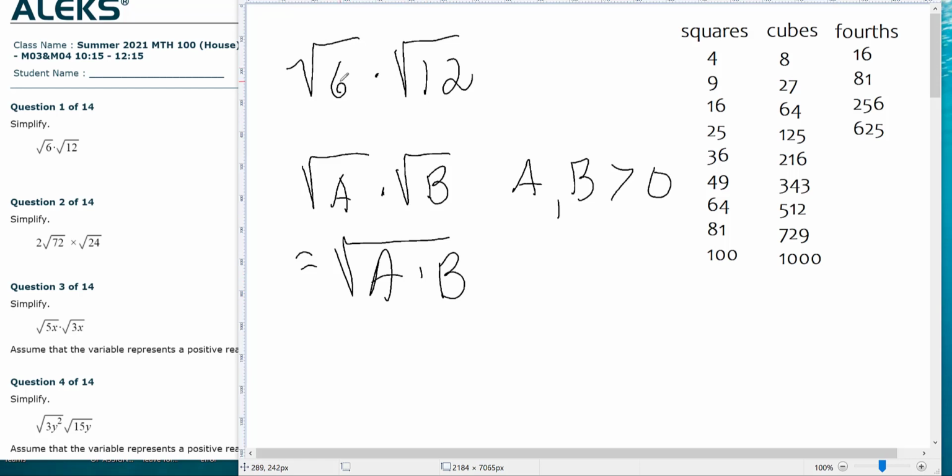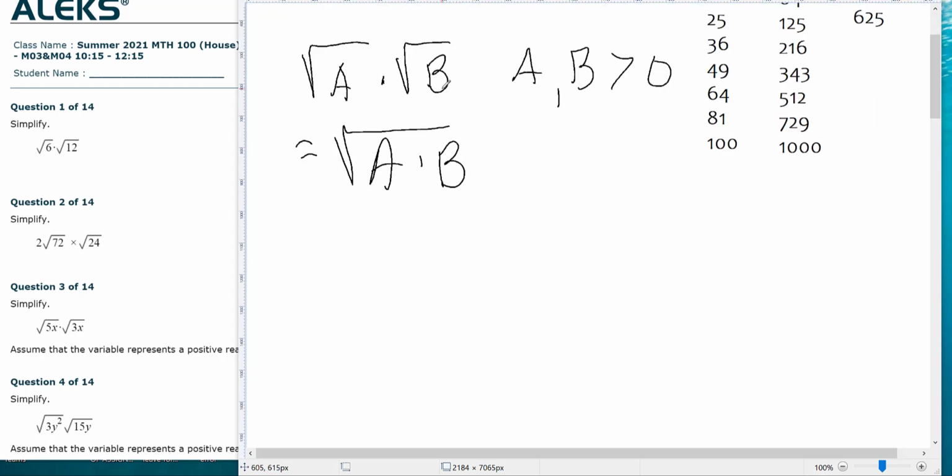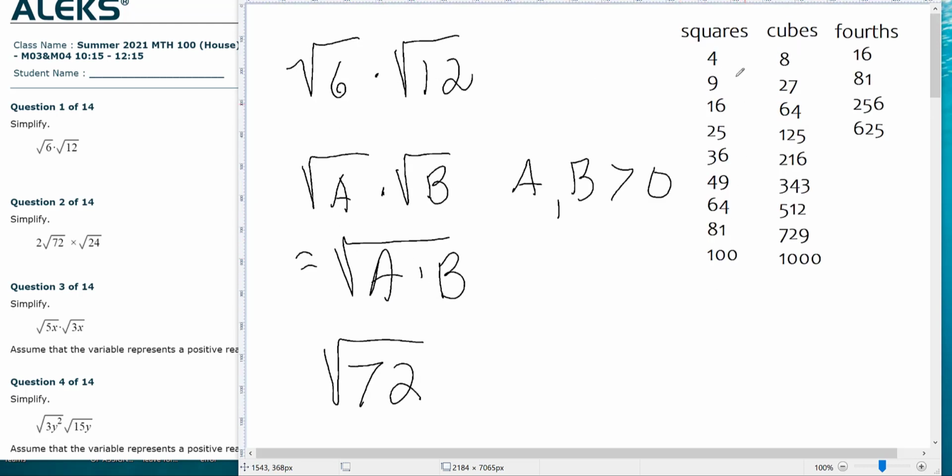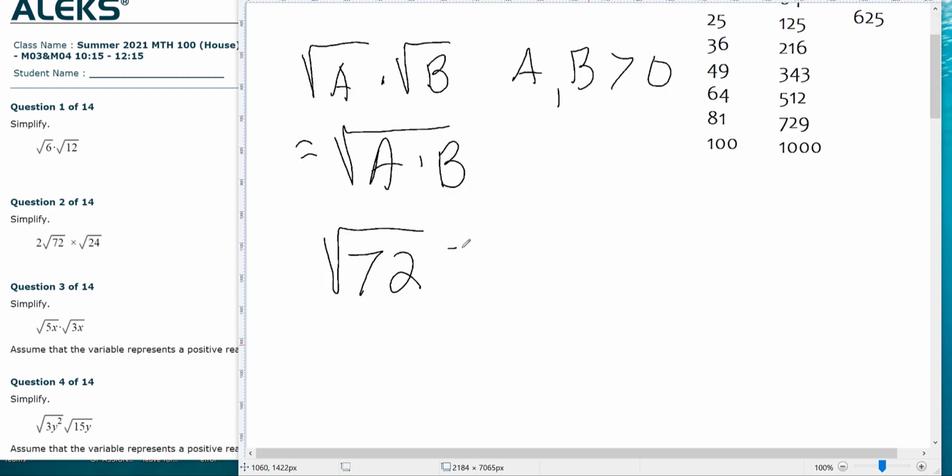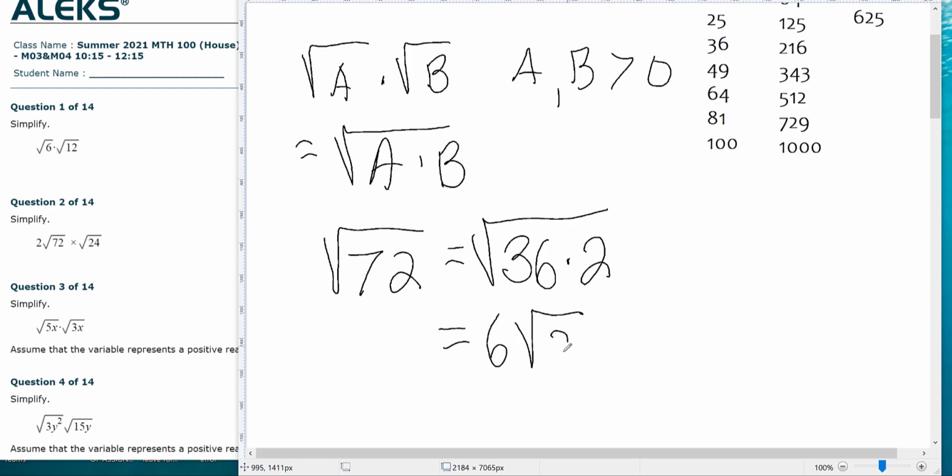So we're going to multiply 6 times 12. We're going to get the square root of 72. And then we go back to our list to see if there's anything in this list that will divide evenly into 72. And I want the biggest one, so that's going to be 36. So that's going to be the square root of 36 times 2, which is 6 times the square root of 2. The square root of 36 is 6. It can come outside. So the answer to number 1 is 6 times the square root of 2.